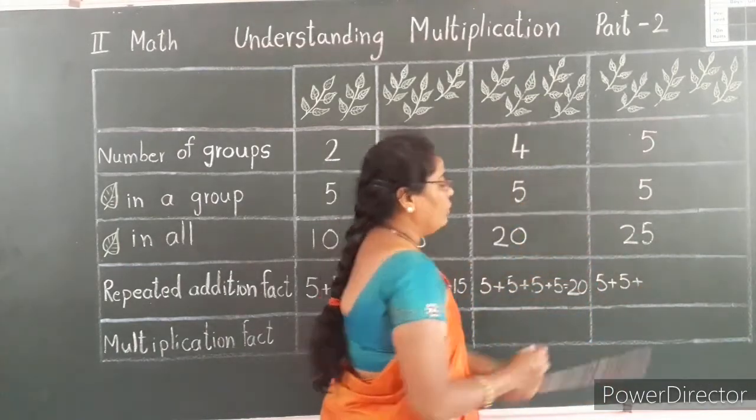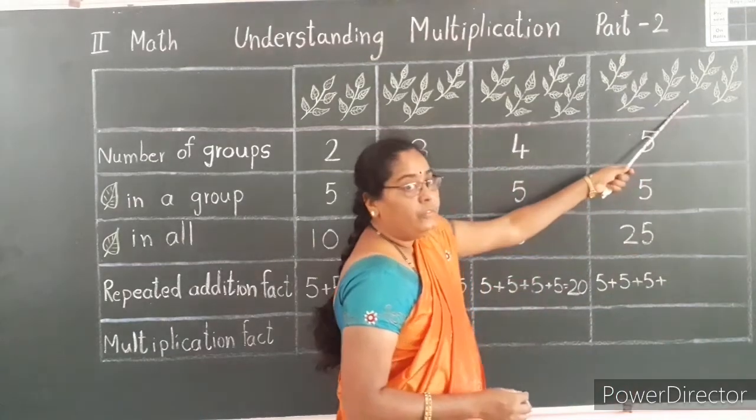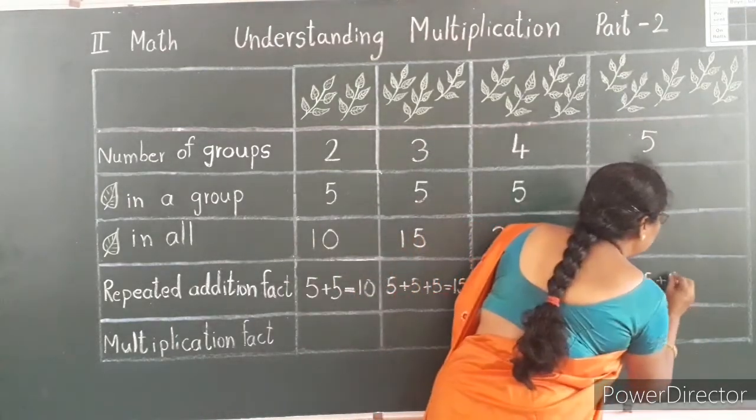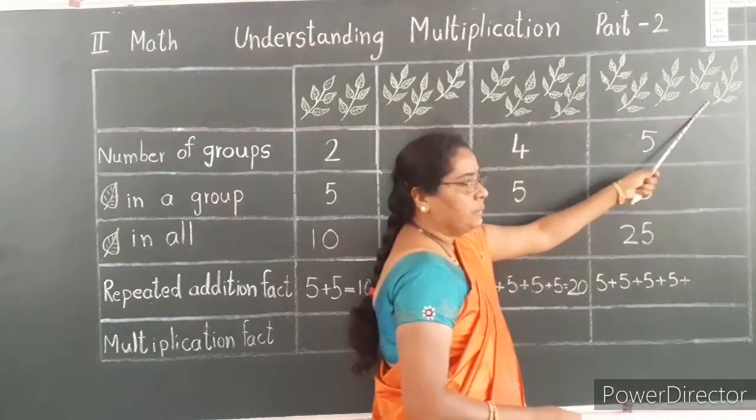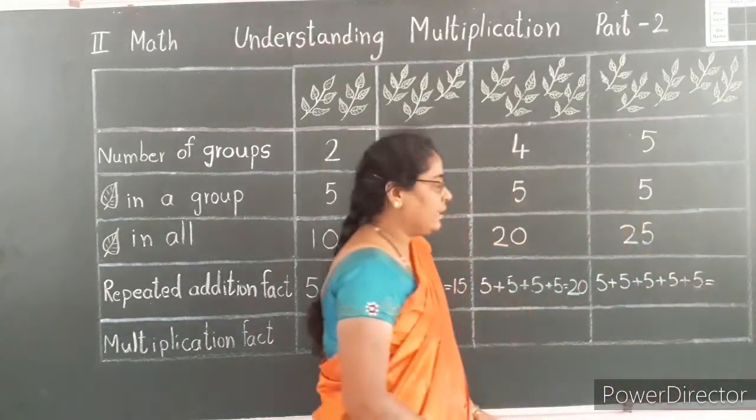One more group. Another group with five leaves. Now in the last group, yes, here also five leaves. Let's count.